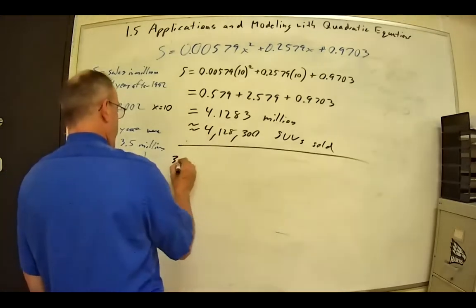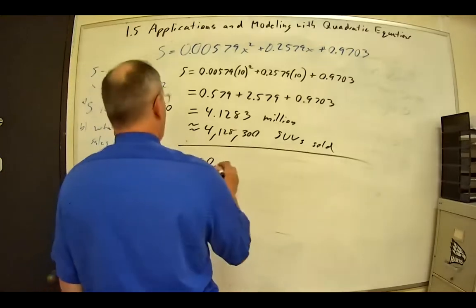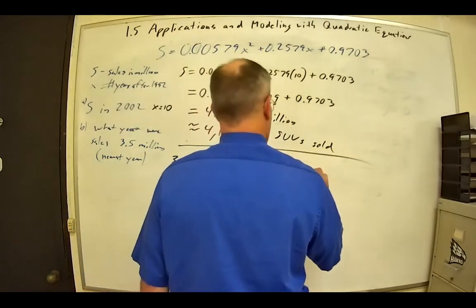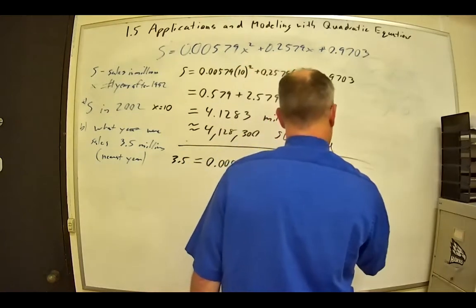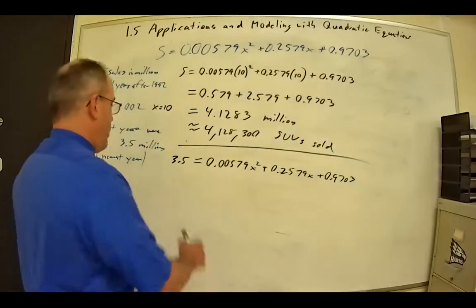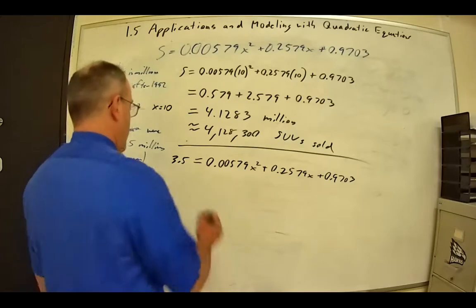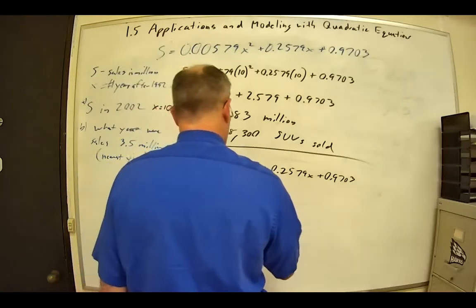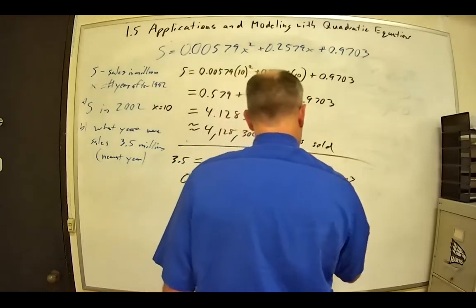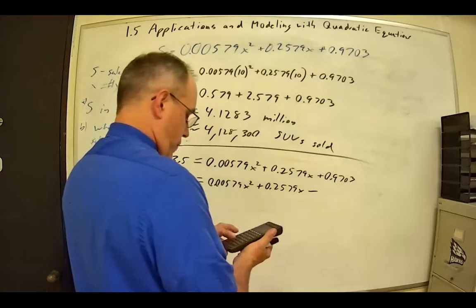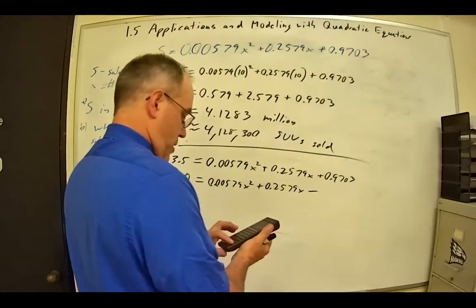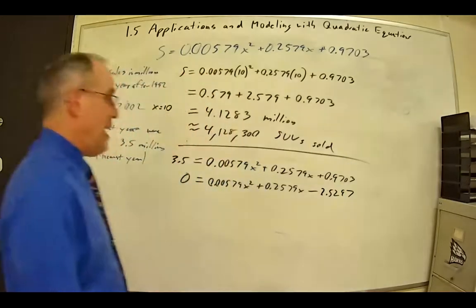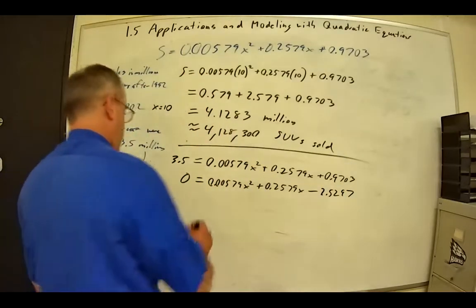So we're looking for 3.5 million. 3.5 million is equal to 0.00579x squared plus 0.2579x plus 0.9703. Well, if we want to do this, we're going to move the 3.5 over to the other side. So 0 is equal to 0.00579x squared plus 0.2579x minus 2.5297.